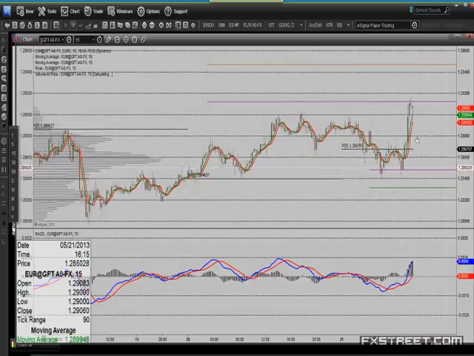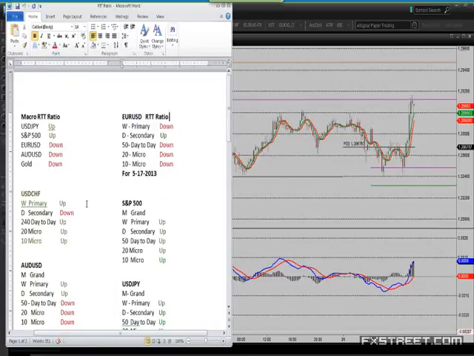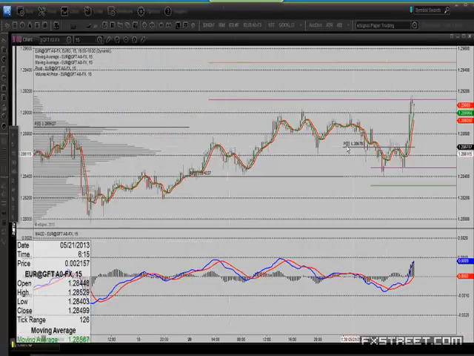Now, this is the euro. This is a market where the majority of patterns are down. Here's how we keep track of that. You can see the majority of patterns are down. So I'm really only interested in sell signals in that market. So why is a market-generated buy signal important to me if I'm only interested in sell signals?